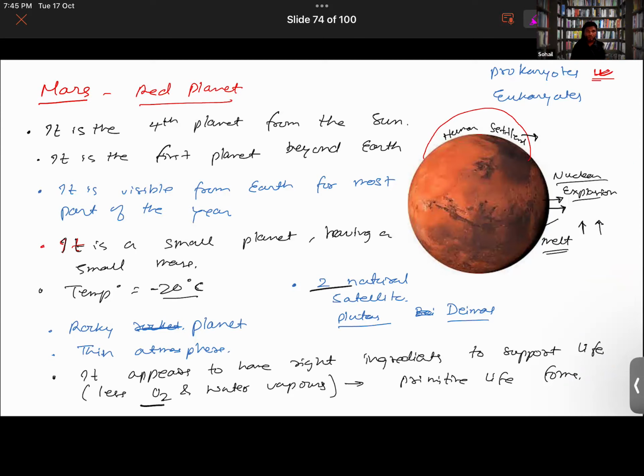After Earth. It is also called the red planet because it appears red because of presence of iron oxide on its surface. Then it is visible from Earth for most part of the year. It can be seen right now. All right, then temperature is the closest to the Earth. Exactly. Out of all the planets, Mars is having the closest range of temperature to Earth. And of all the planets, it is most like the Earth. As it is a rocky planet, it has got an atmosphere, although it is very thin.